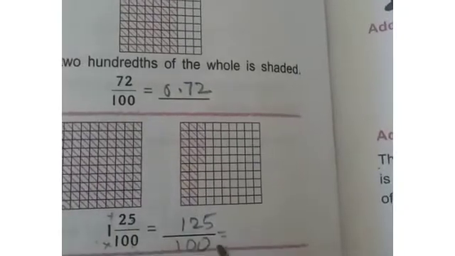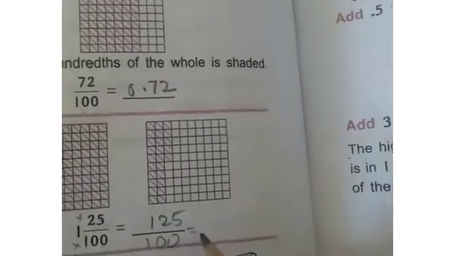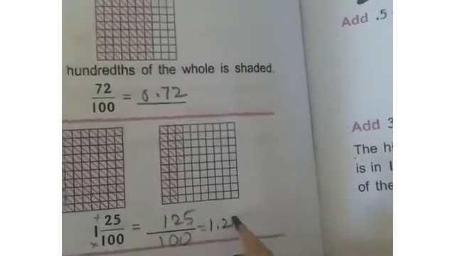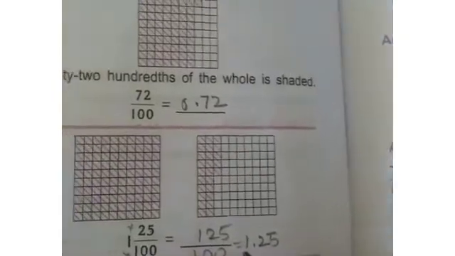Now we have to convert this improper fraction into a decimal. Here 2 zeros are there in the place of the denominator. So 1.25, 2 digits before we have to keep the point, because the denominator has 2 zeros. Remember this, children. However many zeros are there in the place of the denominator, that many digits we leave and keep the point before them.